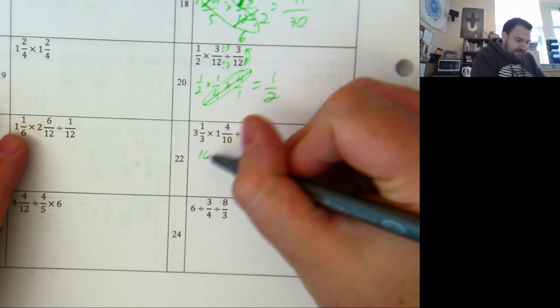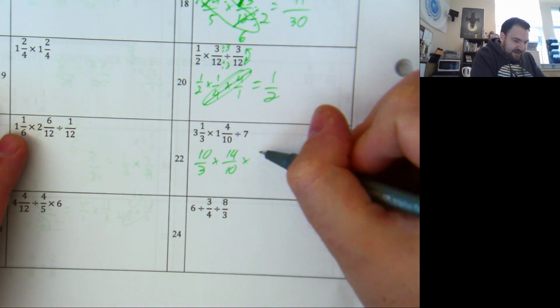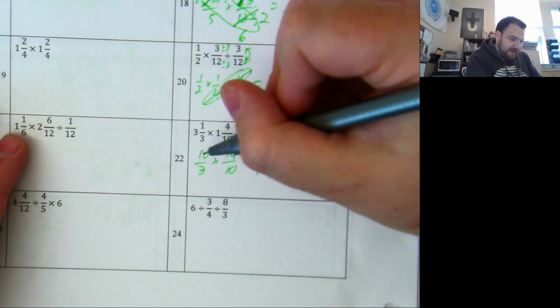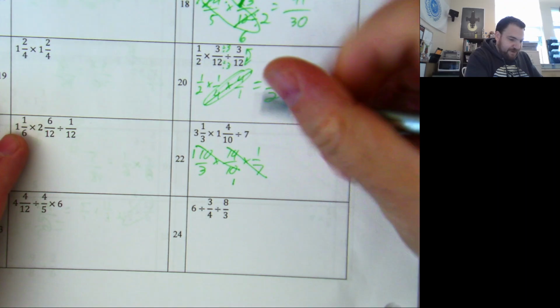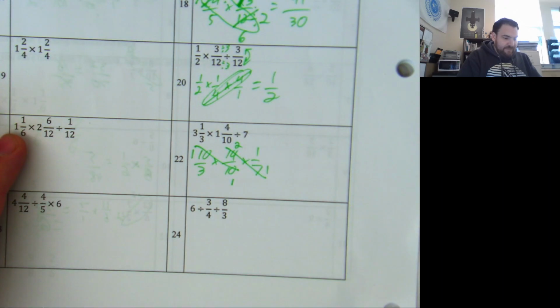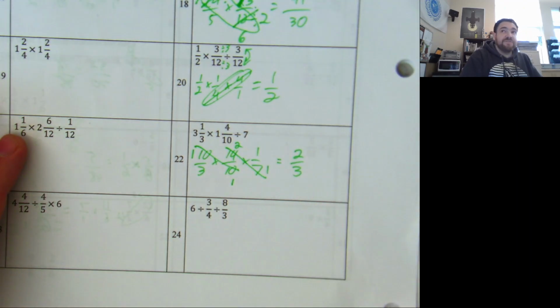This is going to become 10/3 times 14/10 times 1 over 7. I can make some simplifications here. Oh, look, I can divide both of those by 10, giving me a 1 and a 1. I can divide both of those by 7, giving me a 2 and a 1. And now when I multiply across the top and multiply across the bottom, I get 2/3.